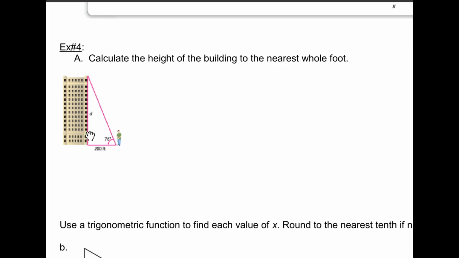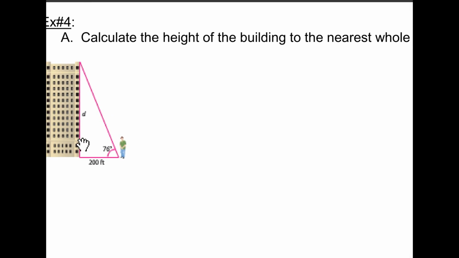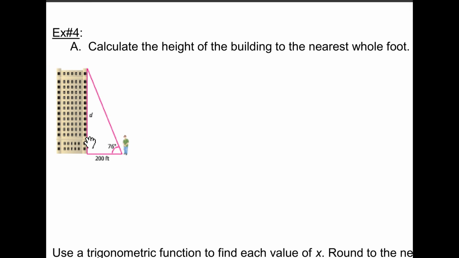We can do this. Calculate the height of the building to the nearest whole foot. Okay, so what I have is this side length, I have this angle, and I'm wanting this side length. So this is where we're actually going to start applying trig ratios. So my angle is 76 degrees. Okay, so 200 feet, which side is this? Is this the hypotenuse, adjacent, opposite? Adjacent. It's adjacent.